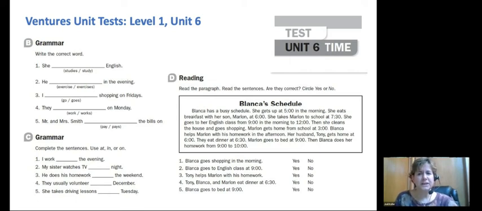So in looking at the Ventures unit assessment right here, I decided to give parts B grammar, C grammar, and D reading for each unit. Listening and writing seemed to be too difficult to do in live instruction. So this is my new testing procedure.